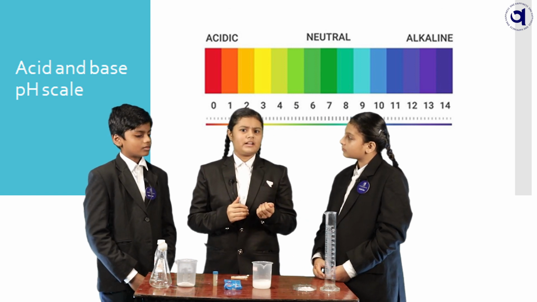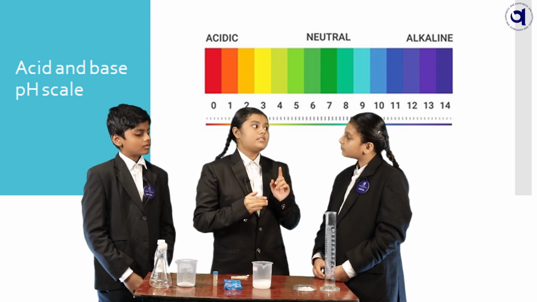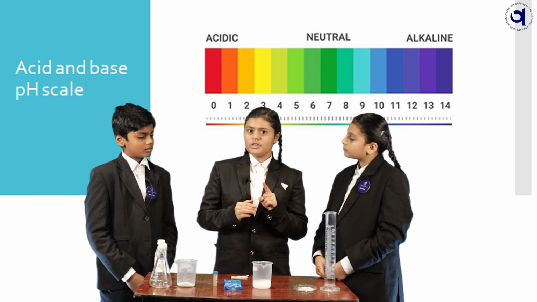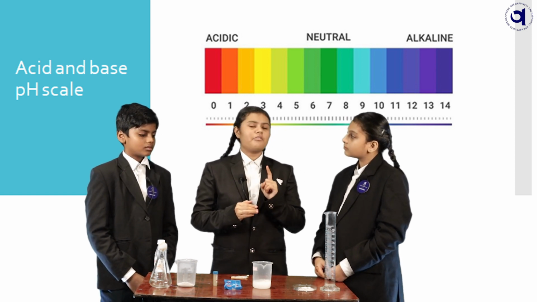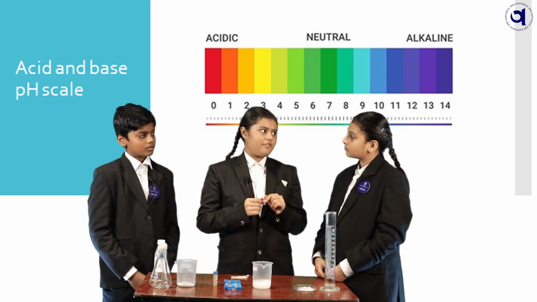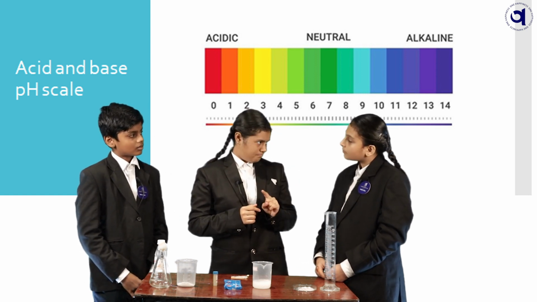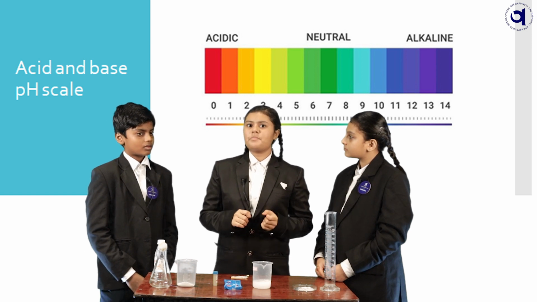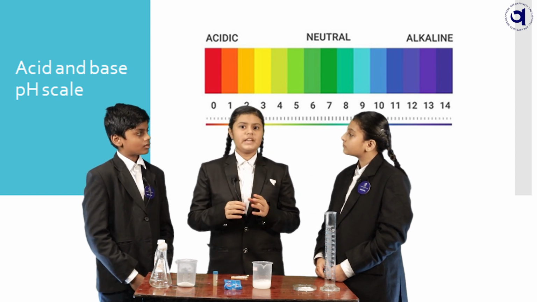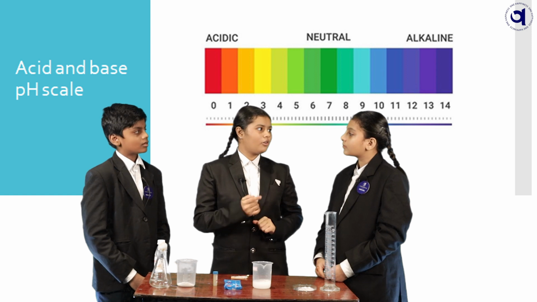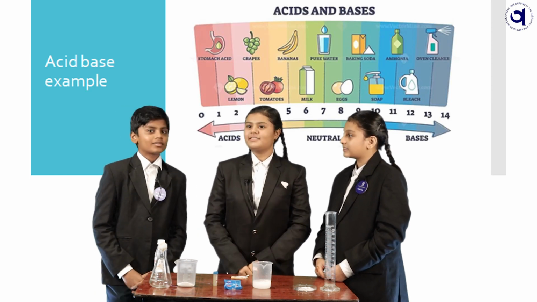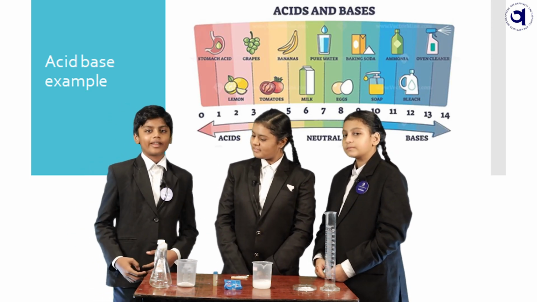Acids have many characteristics: they taste sour, turn blue litmus paper red, and have a pH value less than 7. While bases taste bitter, turn red litmus paper blue, and have a pH value greater than 7. Okay? Yes.